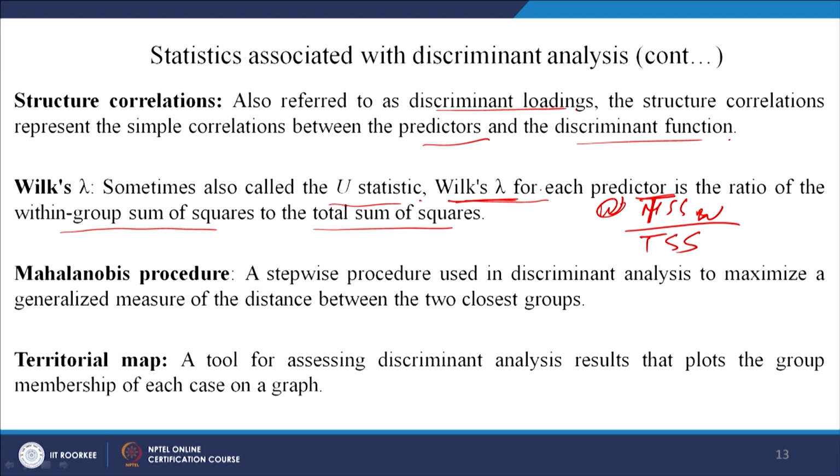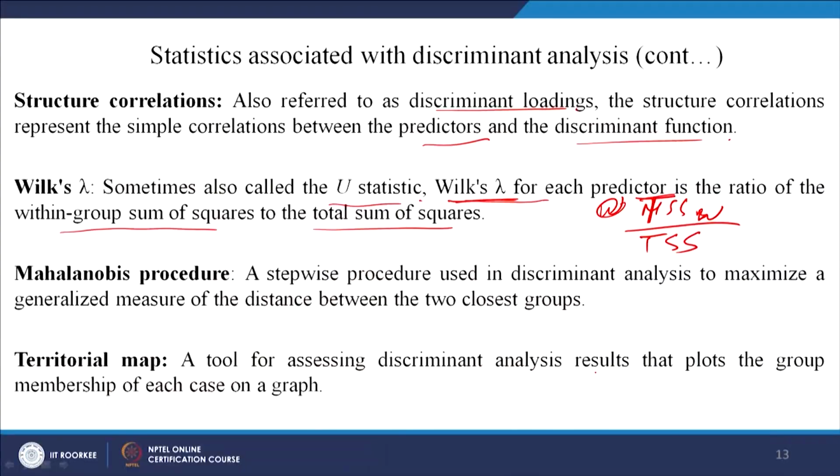Okay. Mahalanobis procedure, a stepwise procedure used in discriminant analysis to maximize the distance between the two closest groups. Mahalanobis distance you are also using in regression to find out outliers, if you remember, right. So, it helps to measure the distance between the two closest groups, right. Territorial map, a tool for assessing discriminant analysis results that plots the group membership of each case on a graph, which I generally do not use, but you can, if you want to plot it on a graph and see. So, that is through the territorial map.